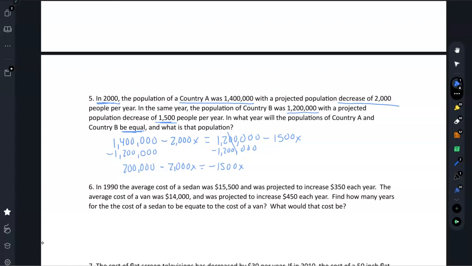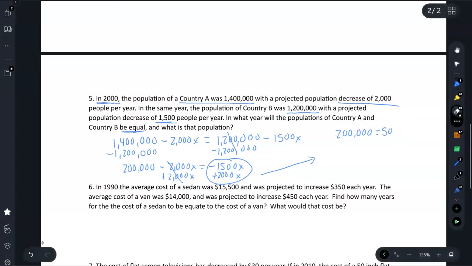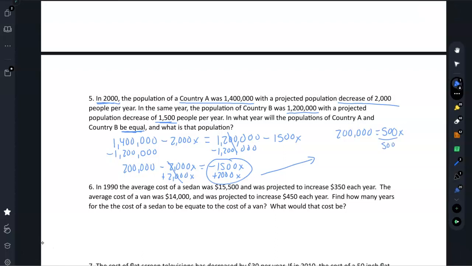And now since I moved the 1,200,000 to the left-hand side, I'm going to move the x's to the right-hand side. So I'm going to add 2,000x. That's going to cancel over here, and that's going to leave me with 200,000 on the left-hand side. Negative 1,500 plus 2,000 leaves me with a positive 5,000. Sorry, positive 500x. And I would divide by 500.